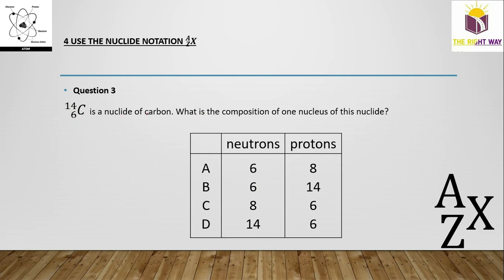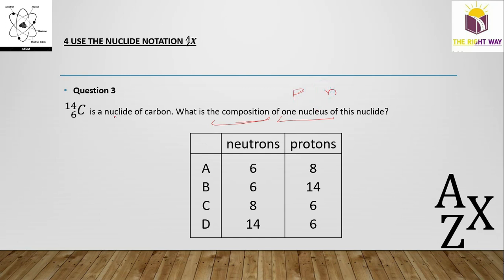Carbon-14-6 is a nuclide of carbon. What is the composition of one nucleus of this nuclide? One nucleus contains how many things? What does the nucleus contain?